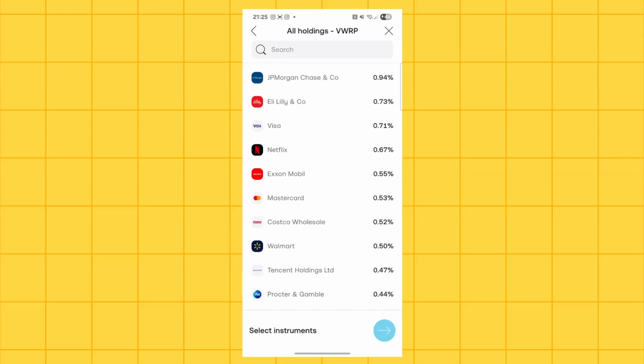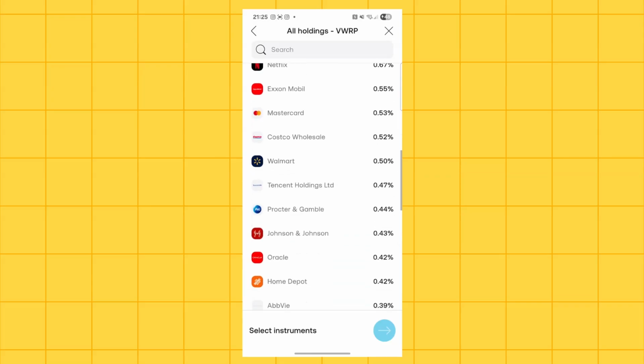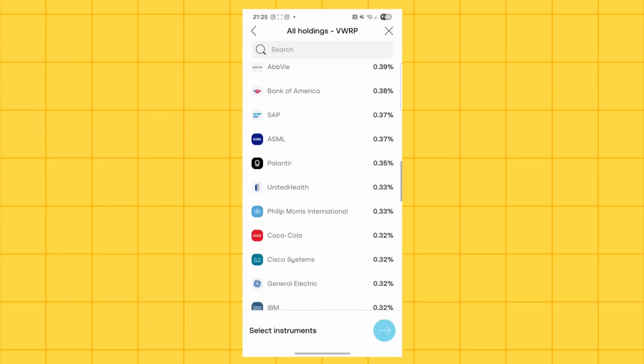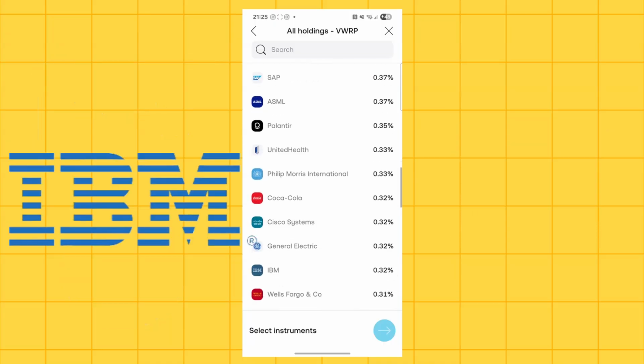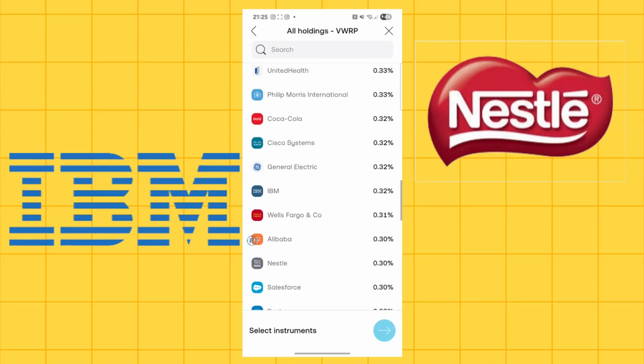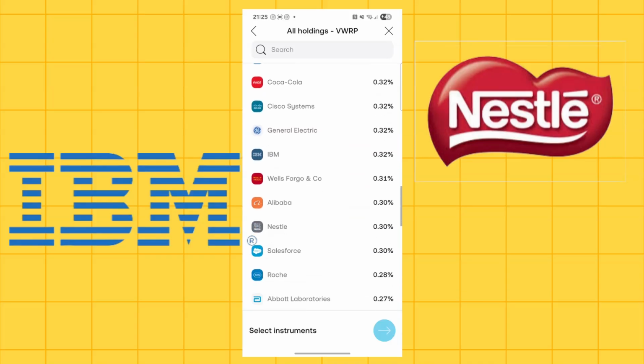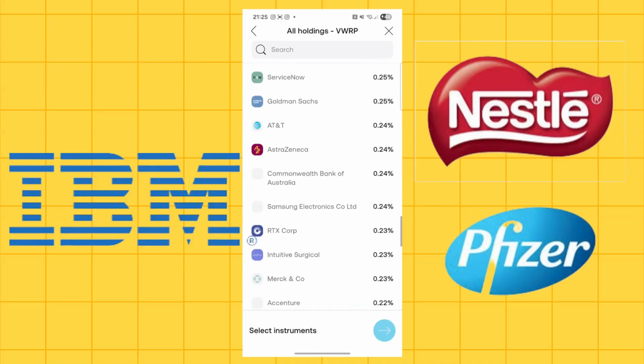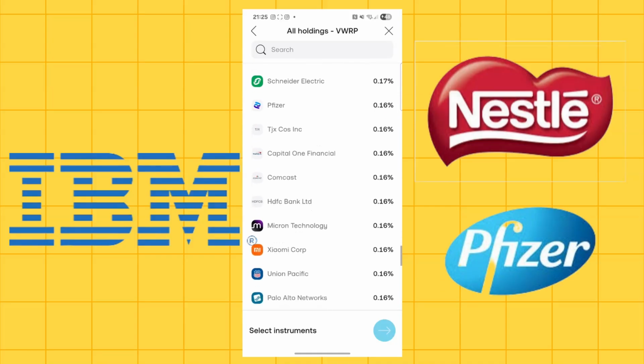As I expand the view, we can see all the different companies that are held in the ETF. As we scroll down, you're going to see ones you know, such as Visa, Netflix, or Coca-Cola. There are companies like IBM, which you might have forgotten exist, but they are still around. Nestlé, who are a global food and drink company, famous in the UK for instant coffee. If we scroll right down, you're going to see Pfizer. That is a company that produced one of the vaccines that was used against COVID.